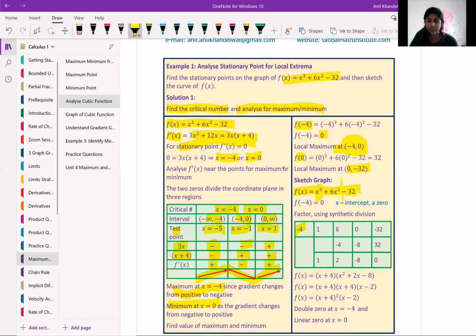I've used the synthetic division method. We have something missing here. The x value is missing, so I'm replacing this with a placeholder 0. Writing the coefficients 1, 6, 0, and -32, dividing by -4. You can also do long division to get this, but synthetic is faster. Bring down 1, multiply by -4, add them. When you add them, you get +2. Continue with this process. As expected, the remainder is 0 since x plus 4 is a factor.